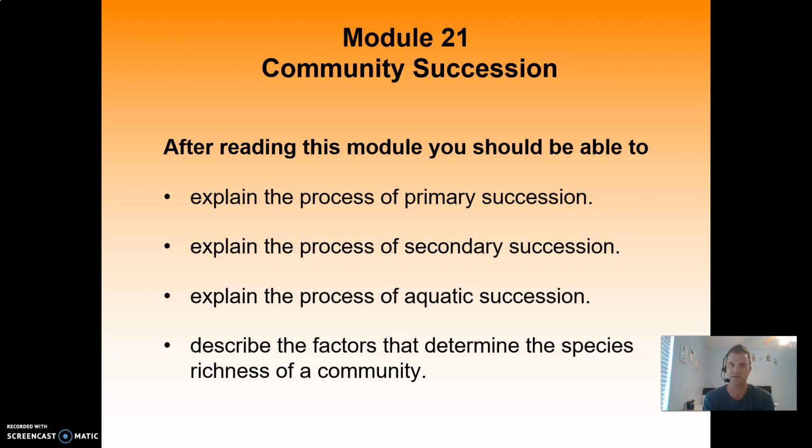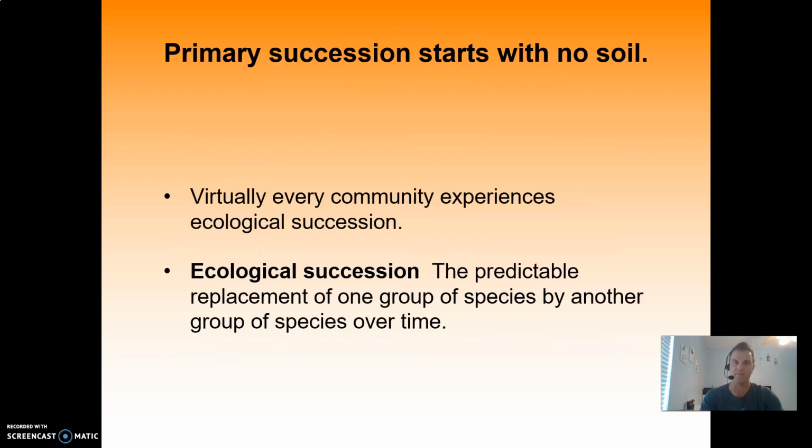Succession is basically talking about and explaining how communities form, either from nothing or from previous communities that may be less complex. So we're going to talk about that. We're going to talk about primary succession, which is coming from nothing, secondary succession, how it happens in the water with aquatic succession, and then talk about different factors that determine the species richness of a community.